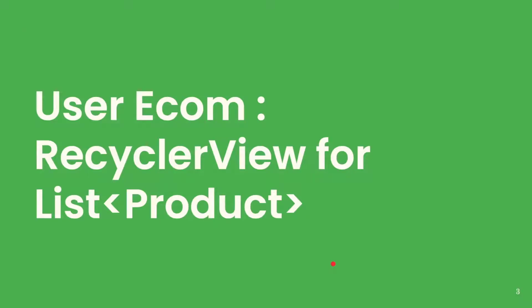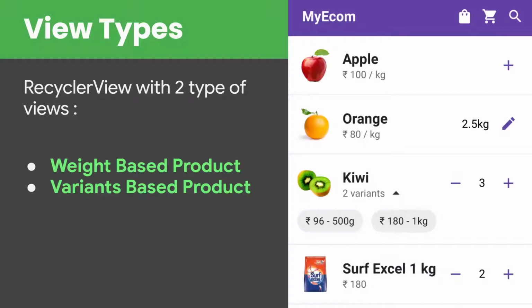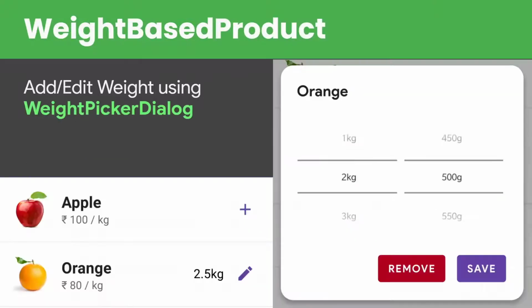Now let's see how we are going to implement the RecyclerView for showing list of products. In our user Ecom, we need to show two types of products, weight-based and variance-based. We can use multiple view types feature of RecyclerView for this. We'll create different layouts for the products because the quantity and buttons will be shown differently for both. For weight-based product, the layout will be this. It consists of image, title, subtitle, add button, quantity, and edit button. In subtitle, we'll show price per kilogram of the product.